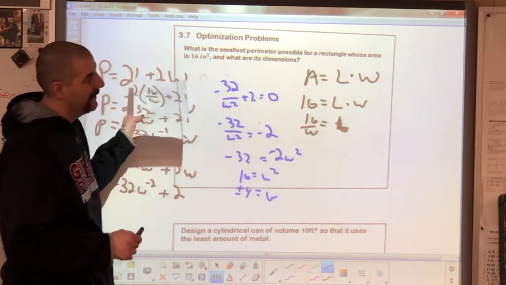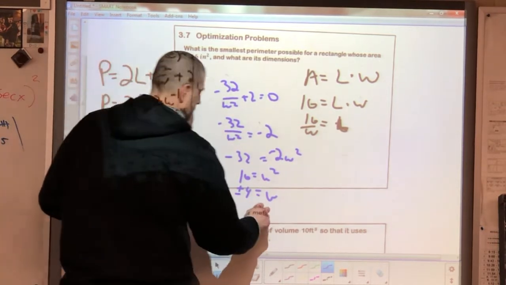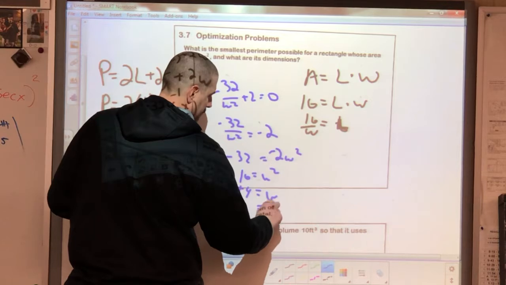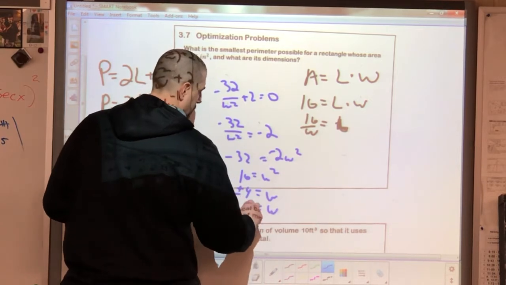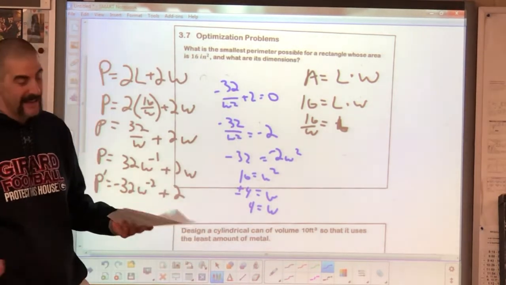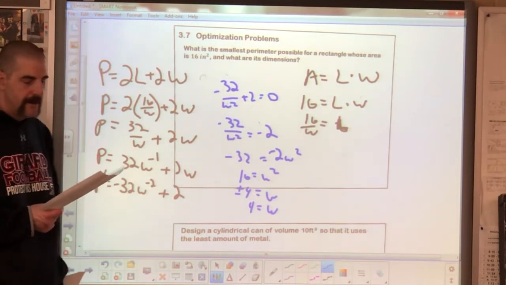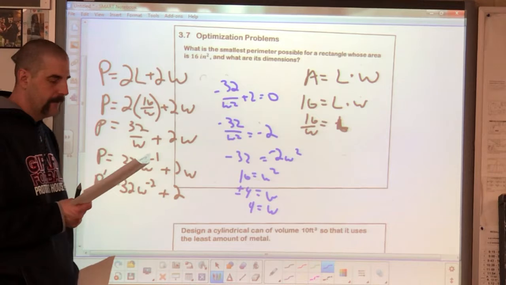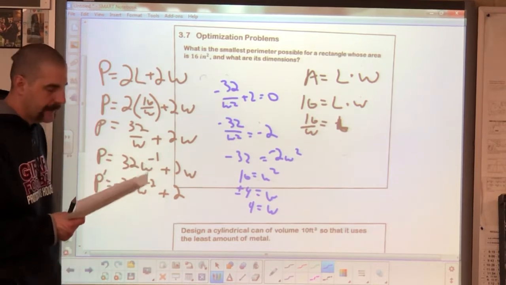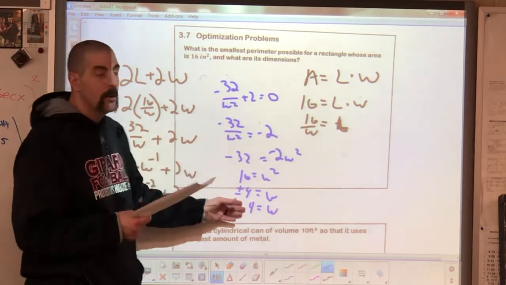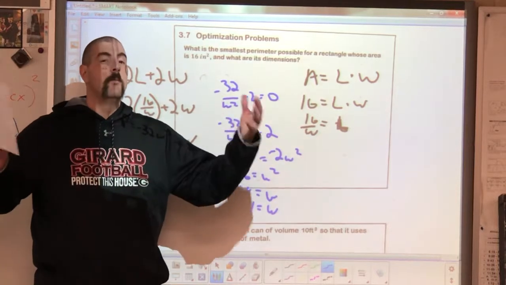But since we're talking about length and width, you know that the width is positive 4, because you can't have negative lengths. When doing that, again, this is only one answer. There'll be times when you get more than one answer.